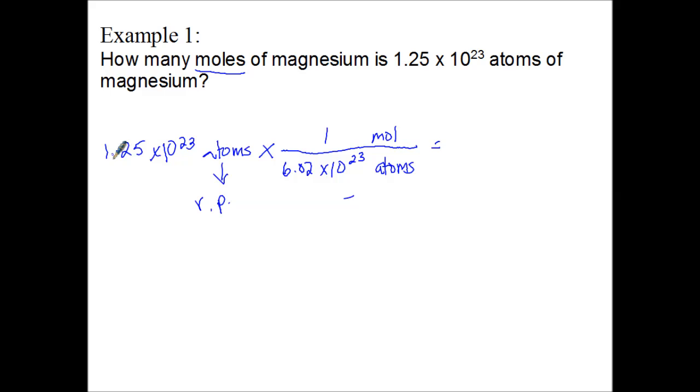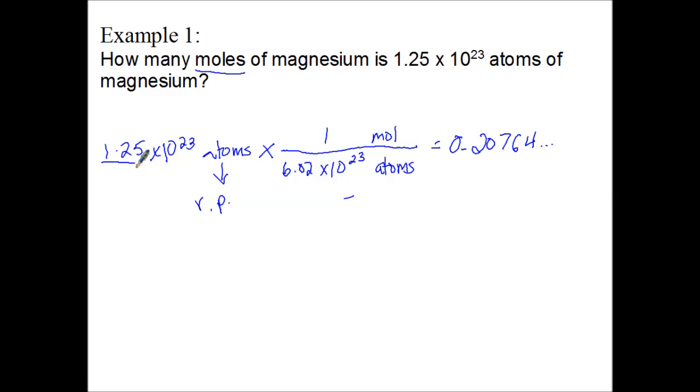So it's 1.25 times 10 to the 23rd times 1, which ends up being the same thing, divided by 6.02 times 10 to the 23rd. If you punch that into your calculator correctly, you should get 0.20764 and more. Now we have to round according to significant figures.